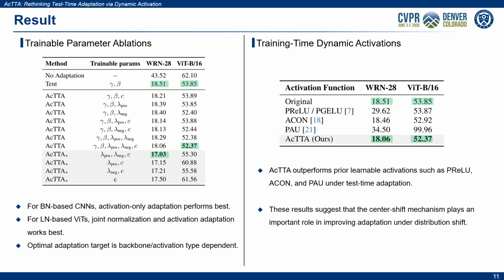Two findings. First, the best adaptation target depends on the backbone. For BN-based CNNs, adapting the activation alone works best, while for layer norm-based ViTs, normalization and activation works best together. Second, against prior learnable activations like PReLU, ACON, and PAU, AcTTA wins clearly, which tells us the center shift mechanism is doing real work under distribution shift.